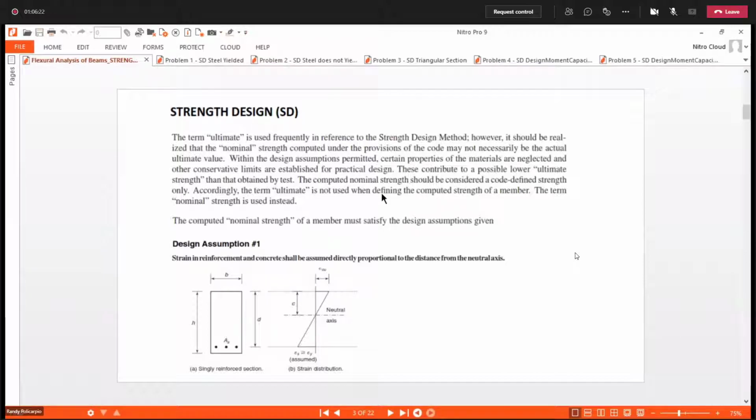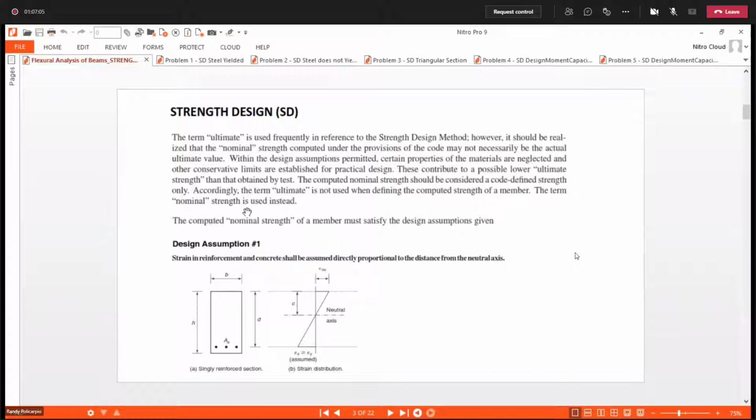Ano yung conservative? Para nasa safe side tayo, no? So this contributes to a possible lower ultimate strength, so look at that, okay? So mas mababa than the one obtained by test. So for you to realize what is meant by strength design, the computed nominal strength should be considered a code-defined strength only. So nasa kung ano yung requirement ng code, yun ang susundan natin. According to the term, ultimate is not used when defining the computed strength of the member.